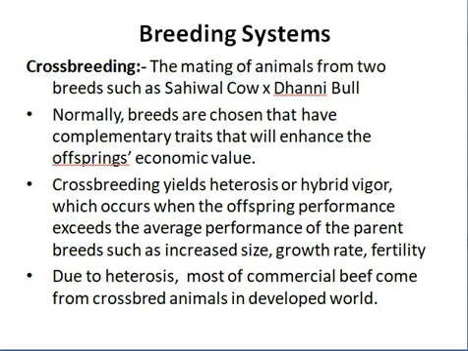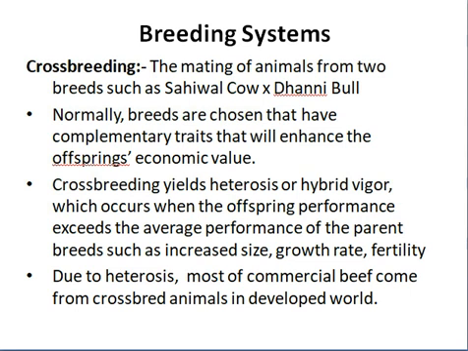Normally, breeds are chosen that have complementary traits that will enhance the offspring's economic value. Usually, there should be some features in the male and some features in the female. Both breeds should have specific characters, which we will try to unite in their offspring. So, what does crossbreeding do? It results in heterosis or hybrid vigor.